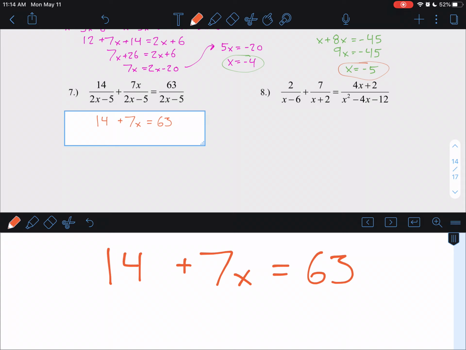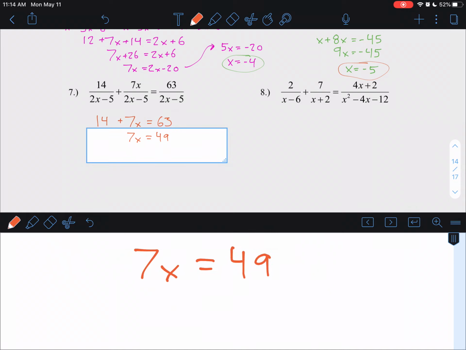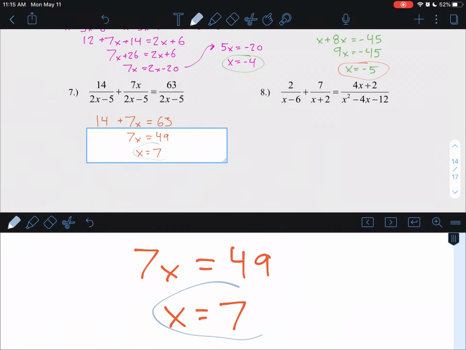And now, let's see, I will subtract 14 from both sides. Don't even have like terms to combine. So if I subtract 14, that gives me 7x equals 49. And then divide by 7, so x equals 7. That was super easy to solve. So that one, yeah, super easy to solve. I didn't have to do anything with the denominators because they were all already the same denominator.